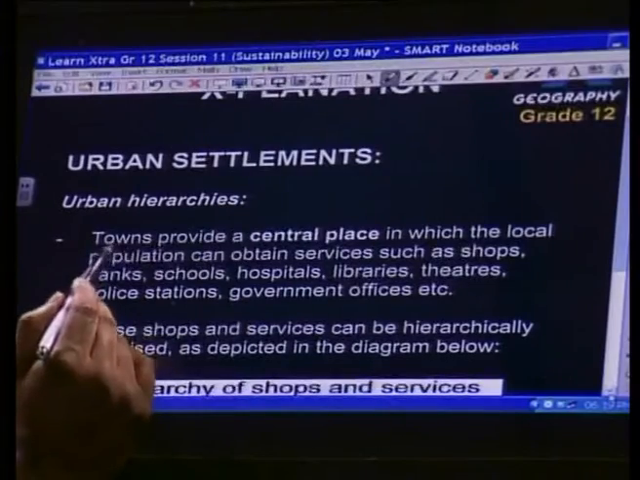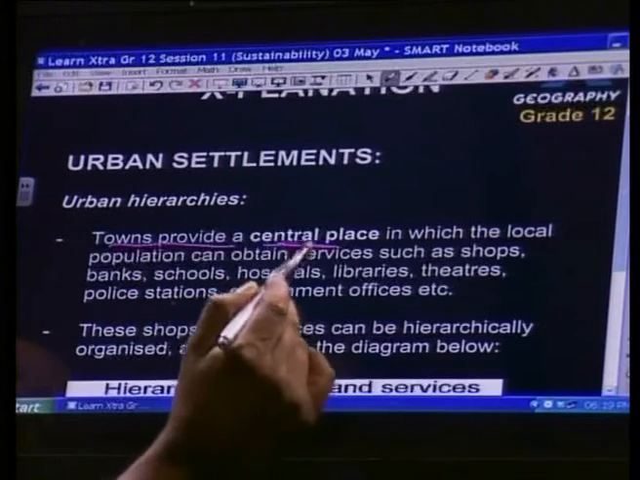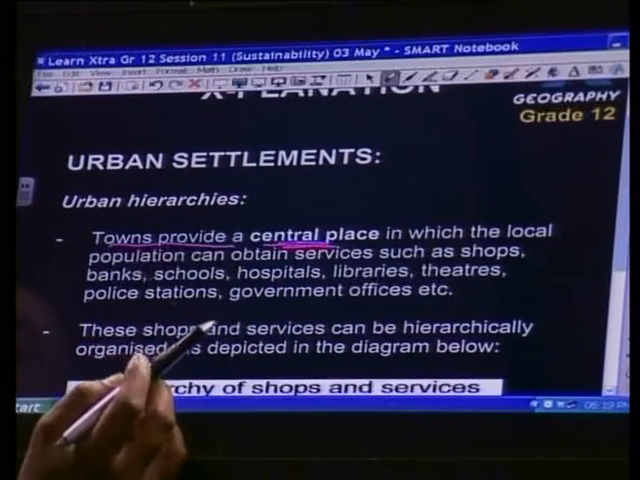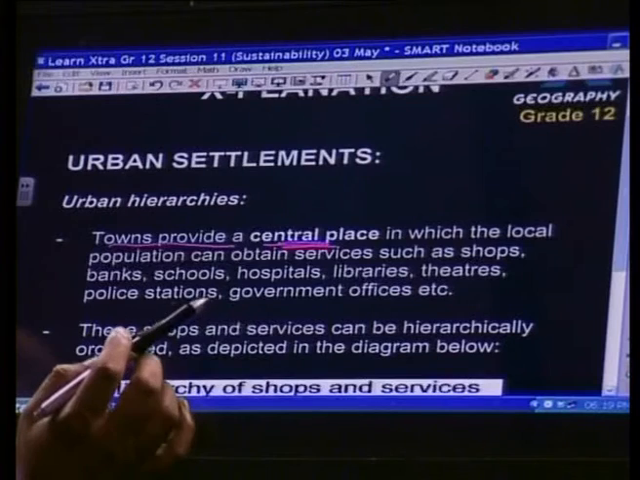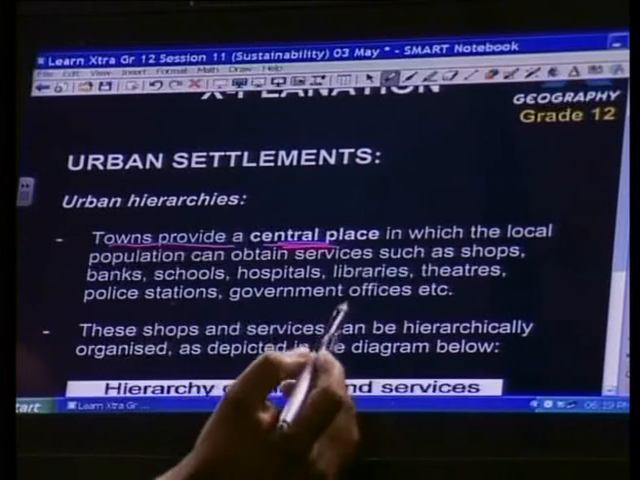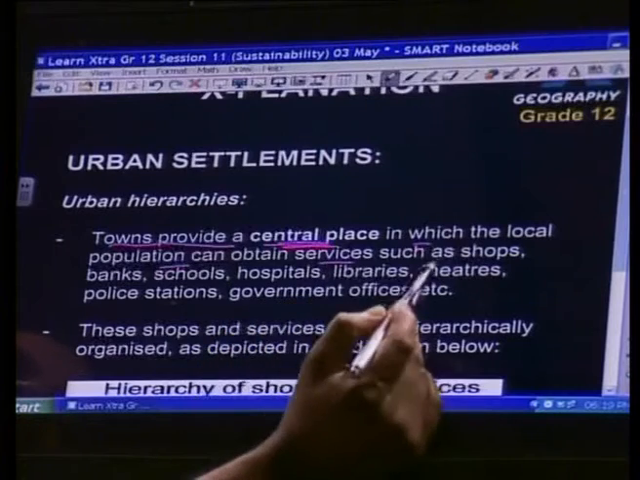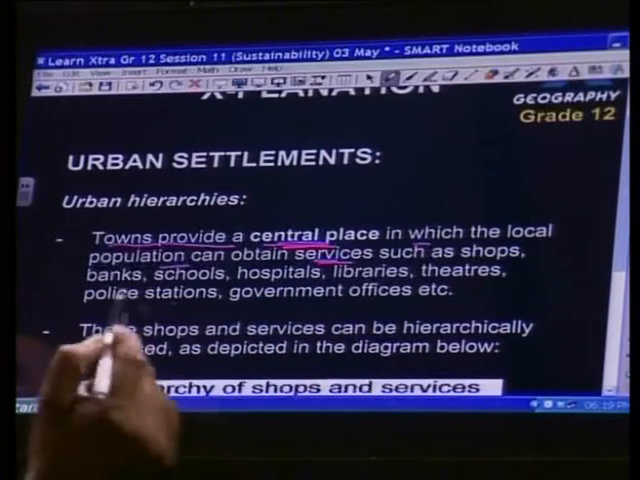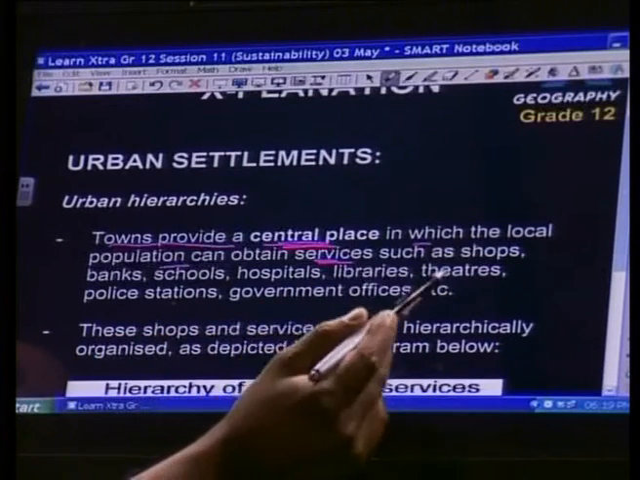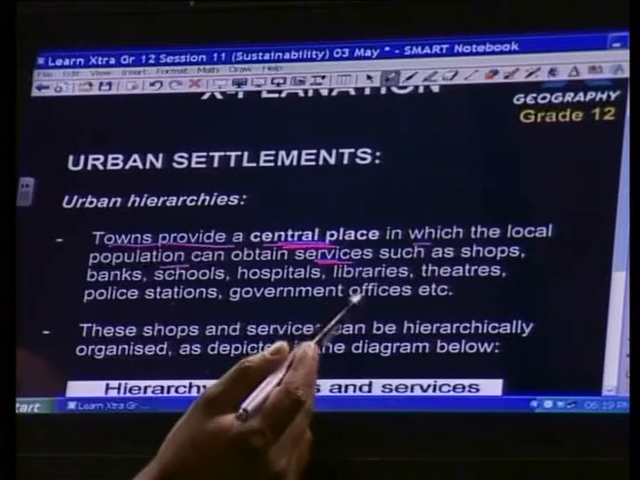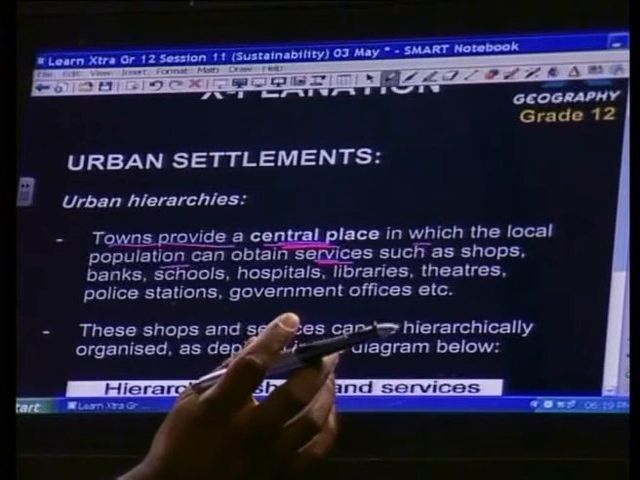We will further discuss urban hierarchies. Remember, in urban settlements, towns provide a central place. Here's a key concept which we need to understand in order to better understand urban hierarchies. A central place is one in which the local population can obtain services such as shops, banks, schools, libraries, theatres, police stations, government offices. Johannesburg is a central place because it's centrally located to provide all these different types of services.